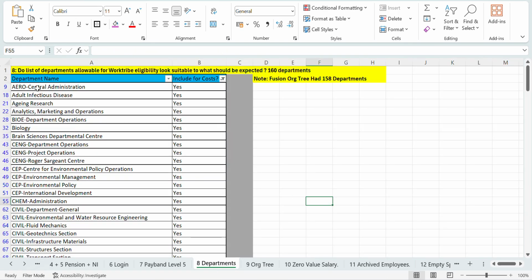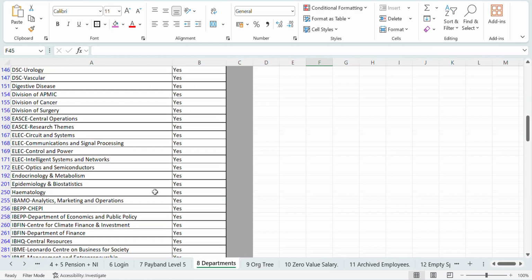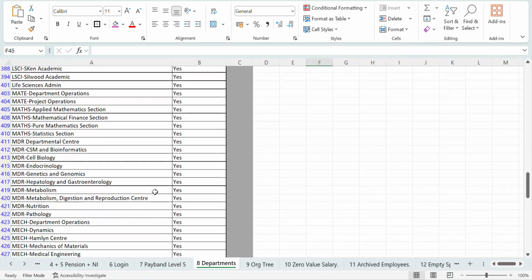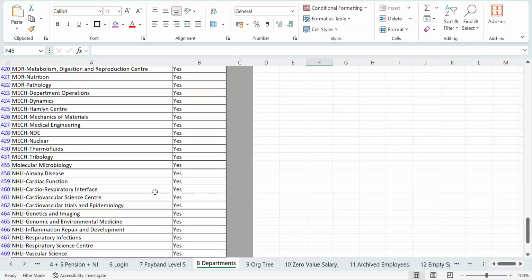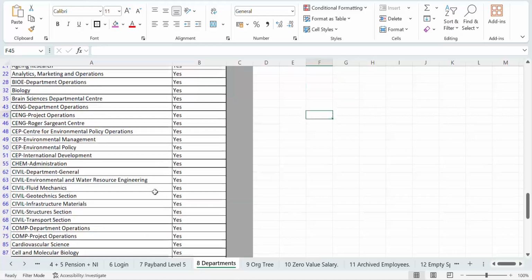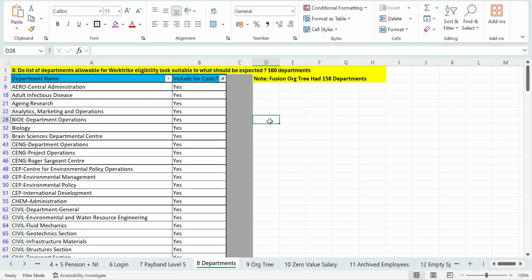So we've got our own custom reports that we've written in DEV3, where we've got department name and inclusion for costs from a Worktribe perspective. And there's 160 departments in this report, so that's interesting. And what we'll go on to, does that look reasonable is the question. And if somebody's scrolling through the video, I'll just give you a full listing there so you get a view of it. I'll also attach this Excel in the group chat.